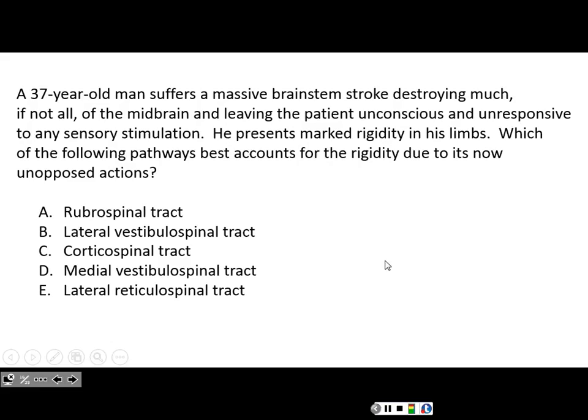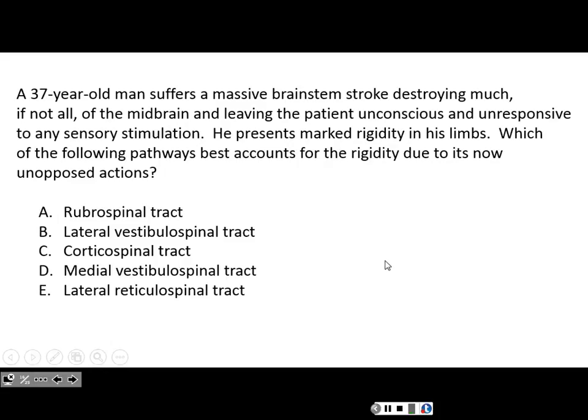Okay, yes, this is a question for you now, and it's to remind me to make this point, which I may have not made as clearly as I should when we first went through. A 37-year-old man suffers a massive brainstem stroke, destroying much, if not all, of the midbrain and leaving the patient unconscious and unresponsive to any sensory stimulation. He presents marked rigidity in his limbs. Which of the following pathways best accounts for the rigidity due to its now unopposed actions?